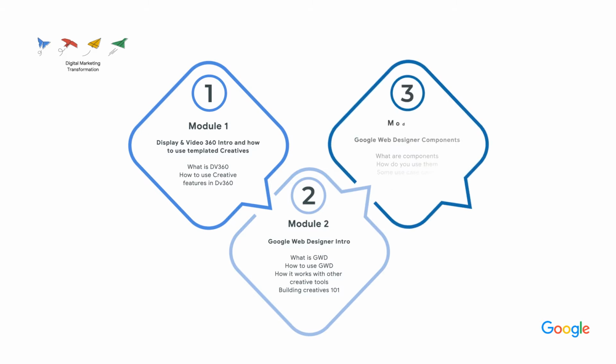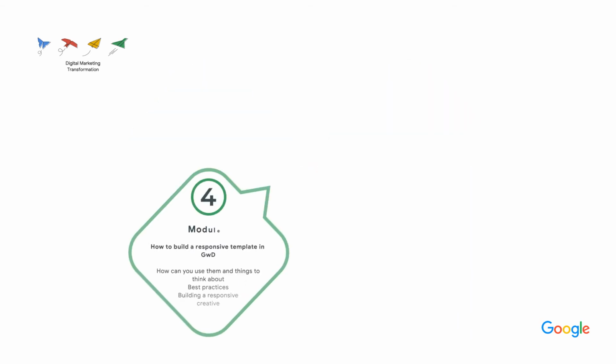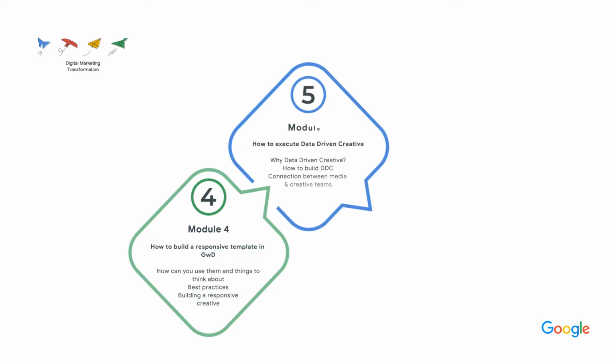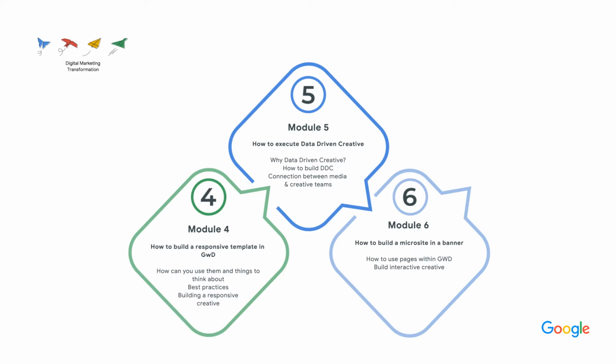Then we look at module 3, which is Google Web Designer components, basically looking at the heart of how Google Web Designer works. And then we jump into module 4, where we look at how to build responsive ads within Google Web Designer. And then, of course, today we're looking at how to execute data-driven creative. And then the last video that we'll do will be module 6, how to build microsites within a banner. So basically making it interactive.